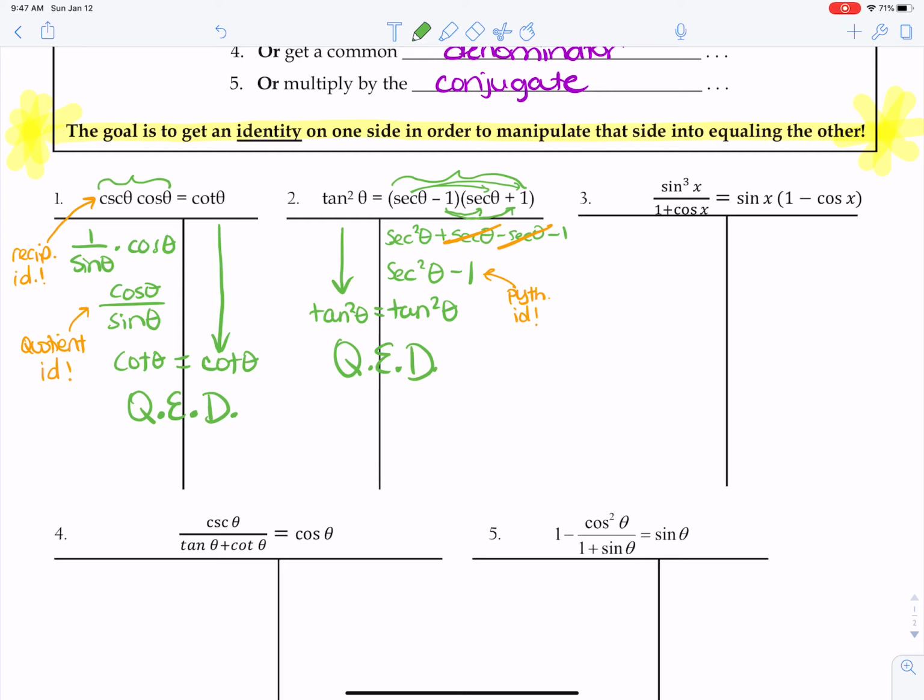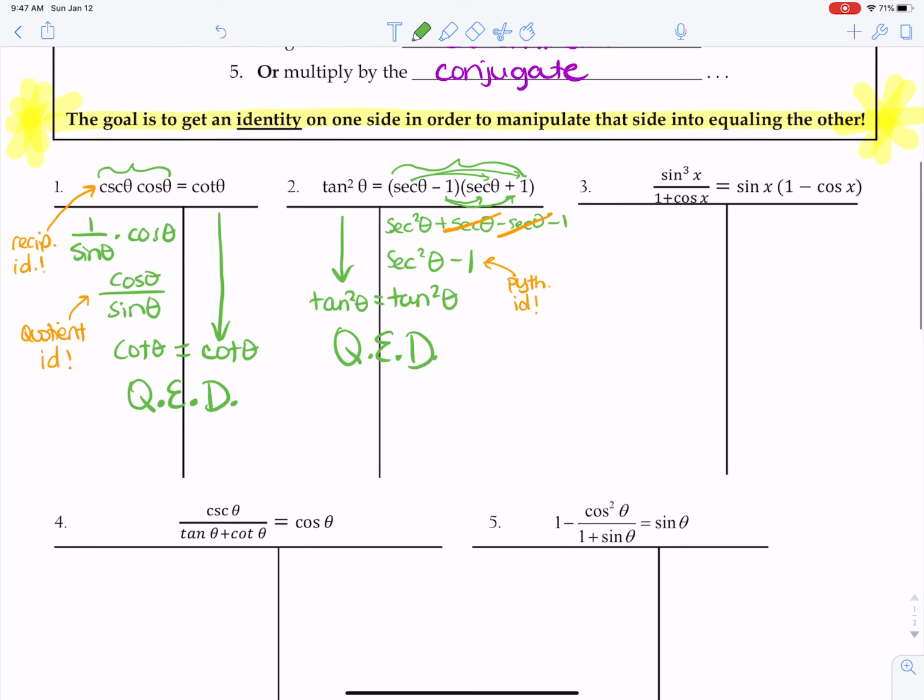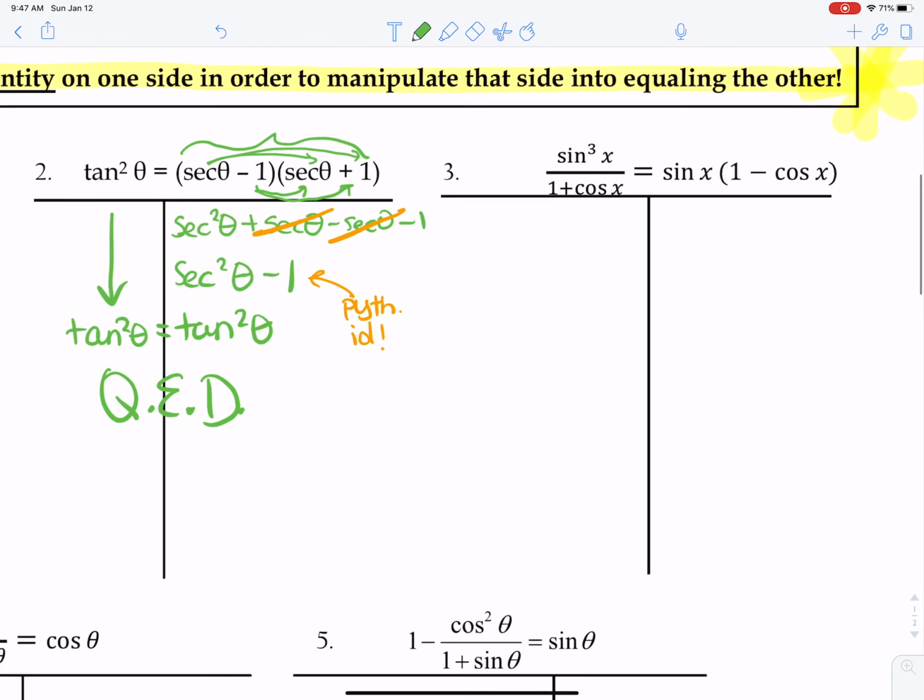All right, those two are a little simple. Let's get a little bit complicated. The number 3. All right, which side looks more complicated? There is no one single term. So which side? Eeny, meeny, miny, mo.